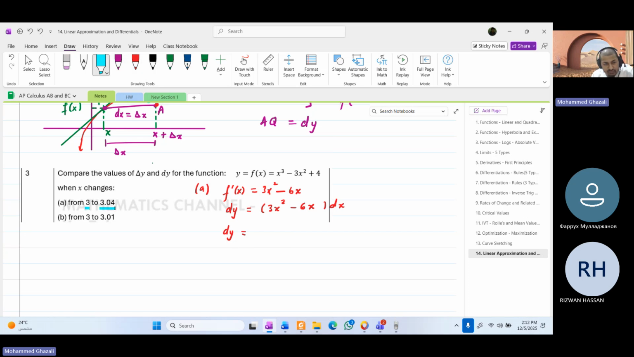From 3 to 3.04. So what is dx? It's 3.04 minus 3, so it's 0.04. These are the values when x changes from 3 to 3.04, so x to delta x. So now we got 0.04. Now we're going to substitute 0.04 inside this entire function here. So give me the answer.